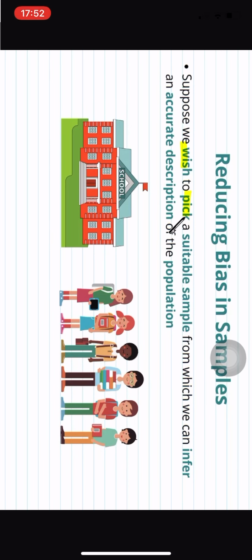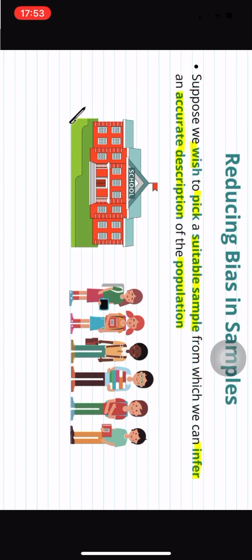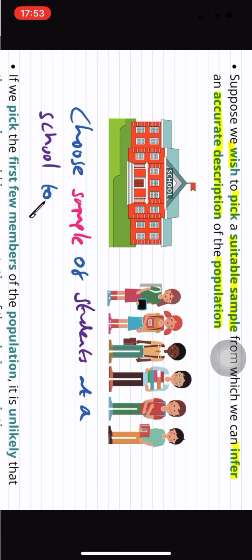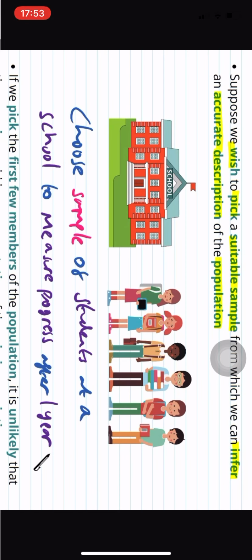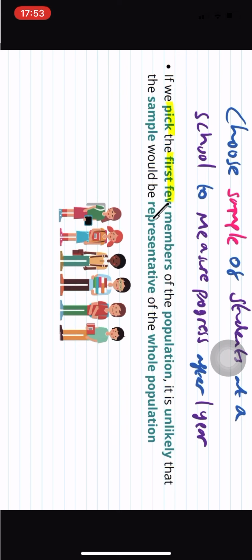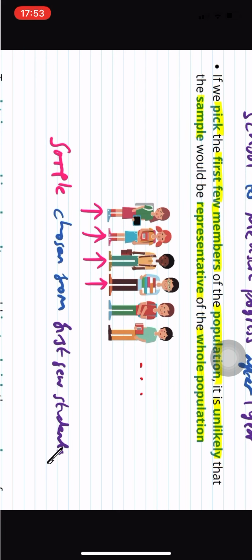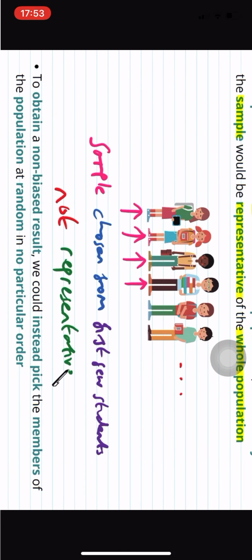Suppose we wish to pick a suitable sample from which we can infer an accurate description of the whole population. Let's say we want to choose a sample of students at a school to measure the progress of the students after 1 year. If we pick the first few members of the population, it is unlikely that the sample will be representative of the whole population. If we were to order the students, and we choose a sample from only the first few members, then this would not be representative.